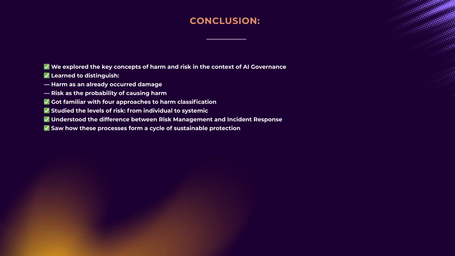Today we have laid the foundation. We figured out what harm and risk are, how they differ and how they are related. You have learned 2 key approaches, risk management and incident response, and understood how they work together to protect against negative consequences. This is the basis of the entire discipline of AI governance. In the next lesson, we will look in more detail at individual and group types of harm.